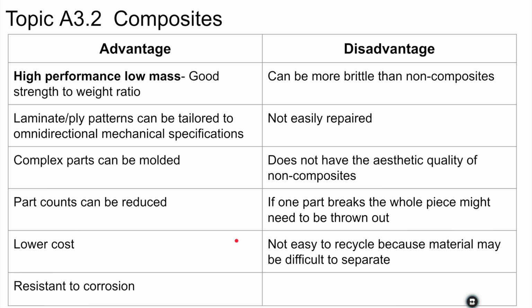One other disadvantage of composites is that they are not easy to recycle because the materials may be difficult to separate. So for instance, if you have concrete that's reinforced with rebar, iron or steel rebar, it might be difficult to get the iron or steel out of the concrete.